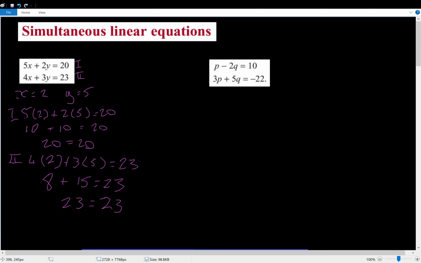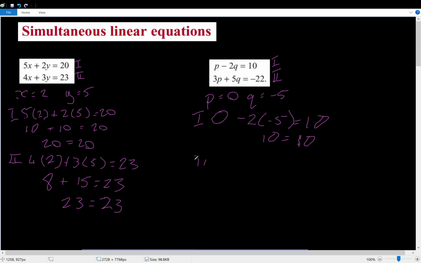But you can get situations where a value for the variables will satisfy one of the equations but not both of them. So let's take a look at that in our second example. We're going to check to see if the values p equals 0 and q equals minus 5 will work. For equation 1, p is 0, so we have 0, and then instead of minus 2q, we're going to have minus 2 times minus 5, and we're going to check to see if that's equal to 10. Well, minus 2 times minus 5 is 10, so we get 10 equals 10. So those solutions satisfy equation 1.